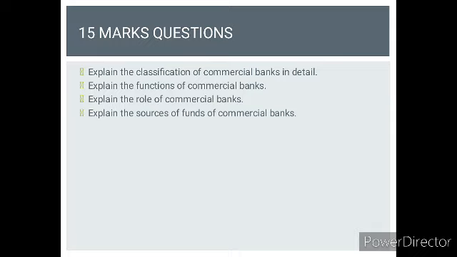Then explain the functions of commercial banks. Commercial banks perform larger functions such as accepting deposits and lending loans. We can say all the functions performed by a bank will be performed by commercial banks. The primary functions are accepting deposits, advancing loans, and credit creation. Secondary functions mean agency functions and general public utility functions. So these are the functions of commercial banks.